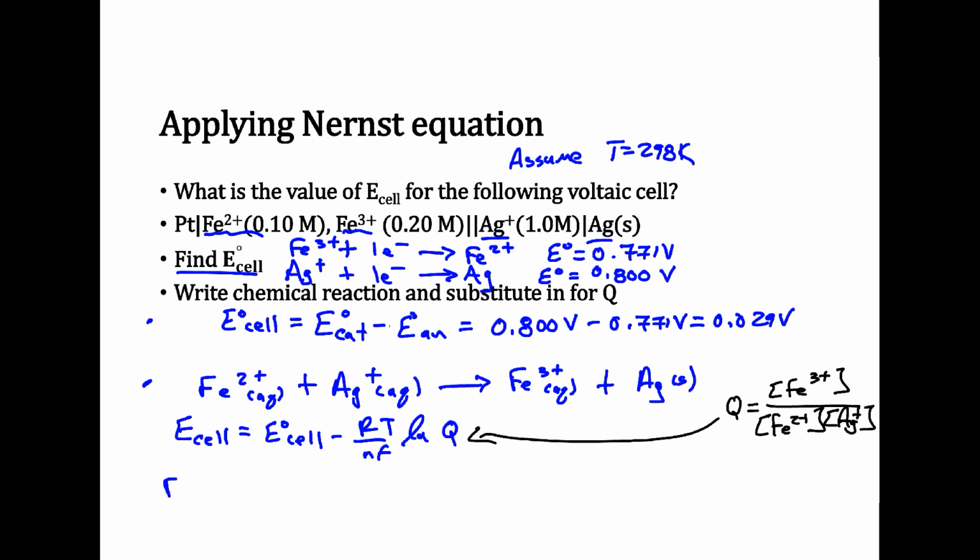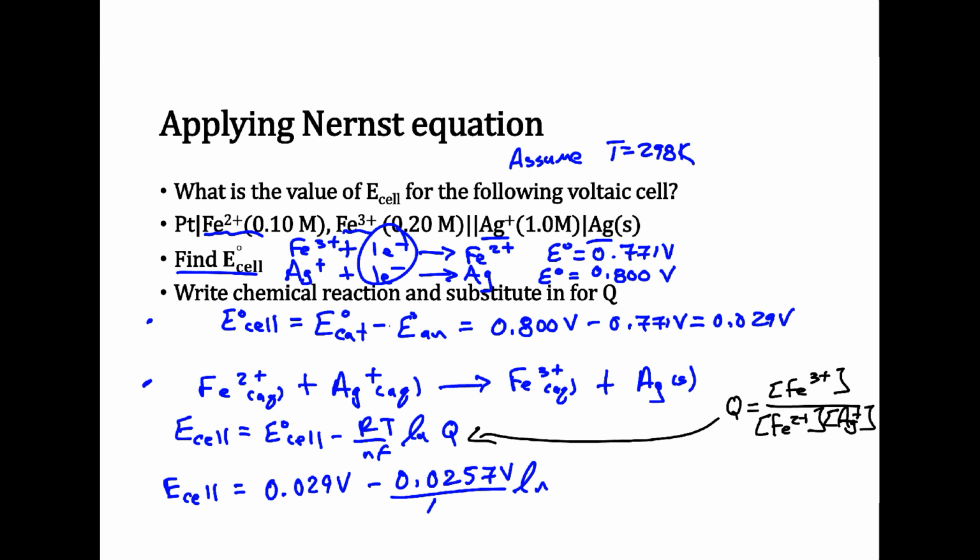So we already know E cell standard, so that is 0.029 volts. We're going to assume it's at 298 K. So we can plug in minus 0.0257 volts over, now how many moles of electrons are being transferred? Well, if we look at our half reactions, we can see it's just 1. And the units are already taken care of if we use this constant 0.0257 volts. So just pay attention to that. Then we have the natural log, and then we'll have our reaction quotient.